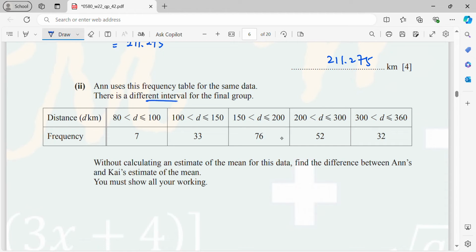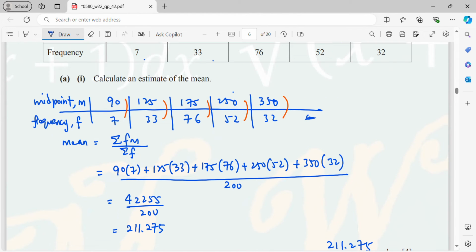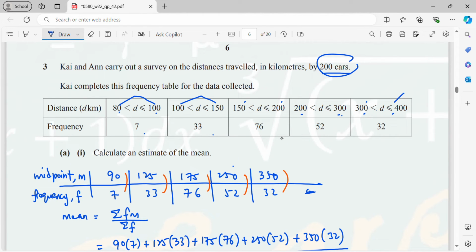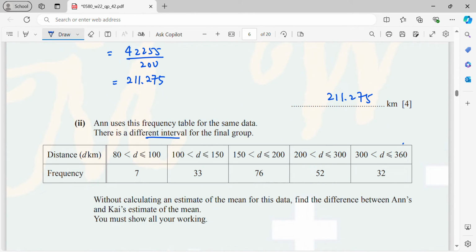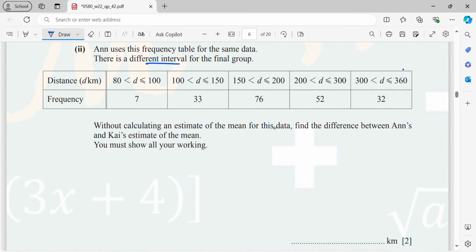Now part 2: N uses this frequency table for the same data. There is a different interval for the final group. Instead of 300 to 400, now N changed it to 300 to 360. Now, without calculating an estimate of the mean for this data, find the difference between N's and CAIE's estimate of the mean. You must show all your working.